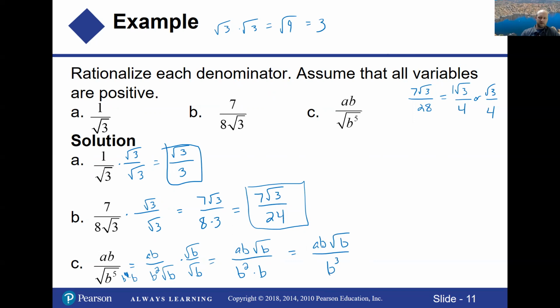Well, I have a b on top and a b to the third on the bottom. So what is b over b to the third? That would be b to the -2, which I know is 1 over b squared. So actually, this just becomes a times the square root of b over b squared.